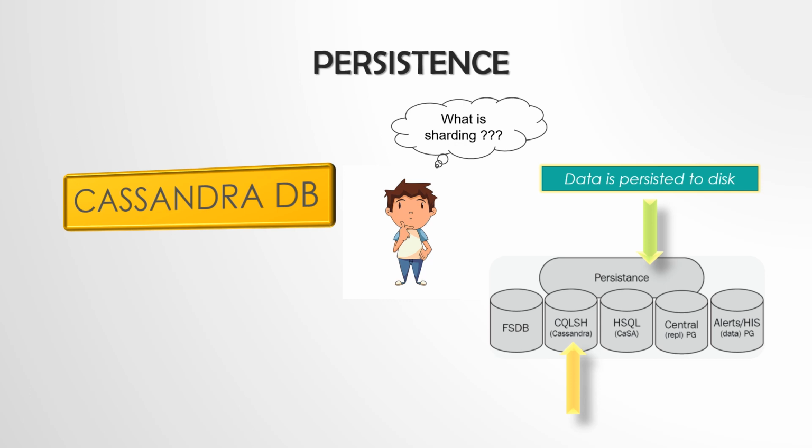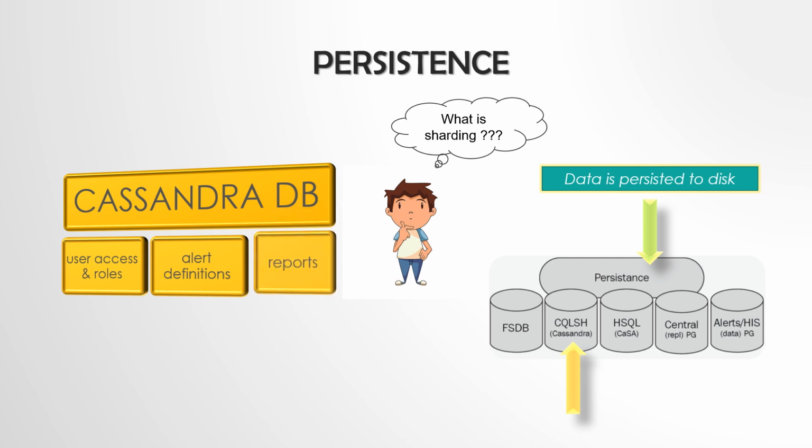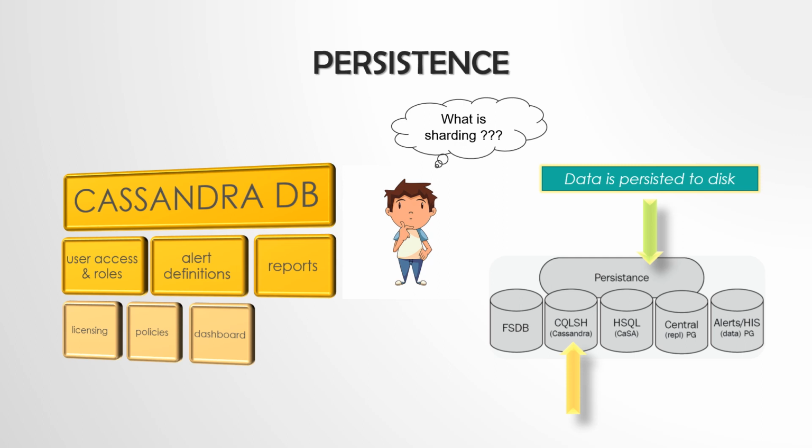And what all we can store in Cassandra DB is user access and user roles information, alert definition plus symptom definition, report templates, licensing information, policies, dashboards, and much more. So now let's move on to the next databases.